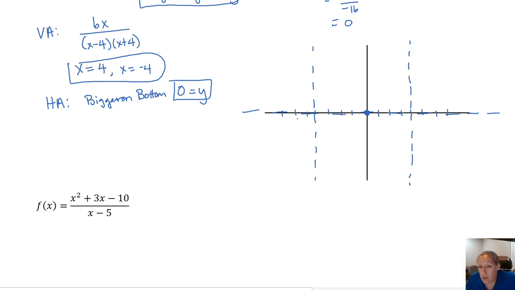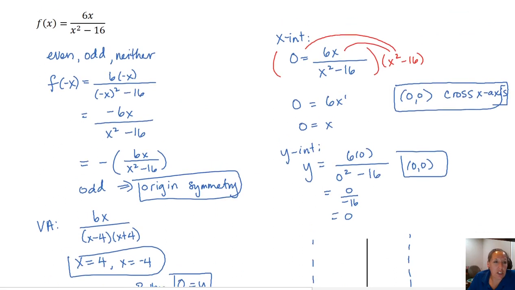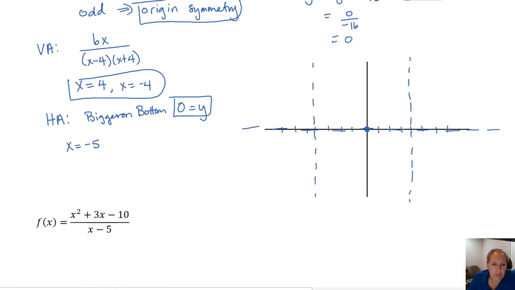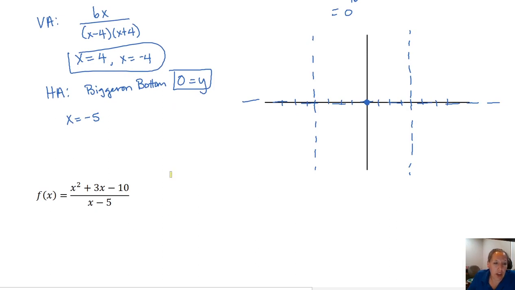Since we don't really know what the graph looks like in each of these pieces, we're going to plot some points. We're going to go old school on this, just like when you were first learning how to graph in pre-algebra or algebra 1, you plotted points and connected the dots. So let's pick a point that is to the left of our vertical asymptote at negative 4, so something smaller than negative 4. Let's say x equals negative 5, and we will plug that into our original function, 6x over x squared minus 16. I'm going to go ahead and use the calculator to help me out on this.